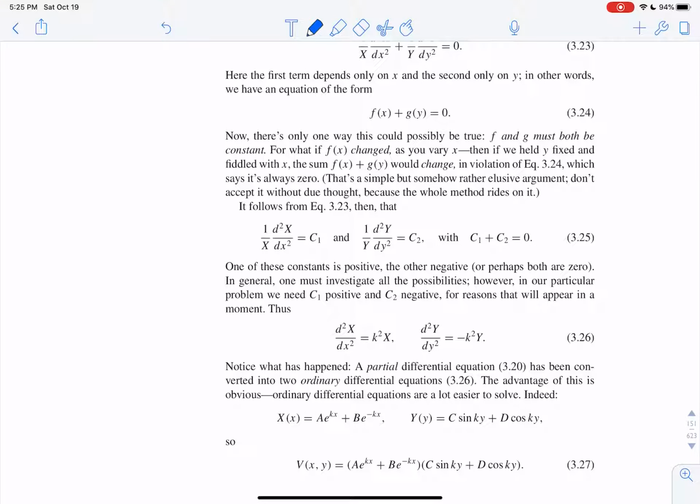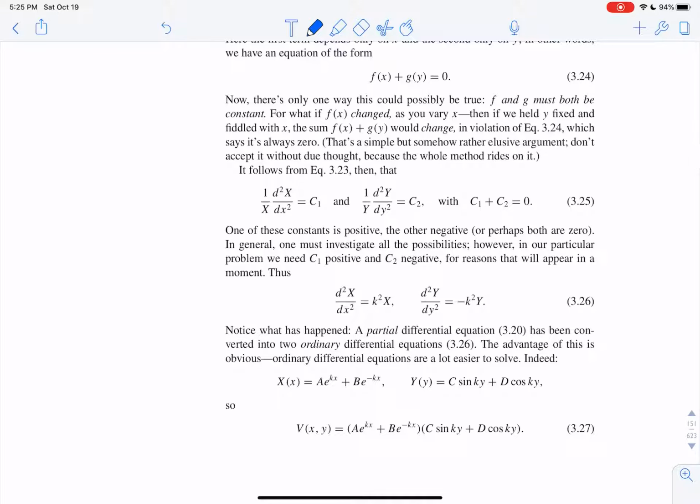So then the second derivative of X with respect to x has to equal X times some constant squared, and the second derivative of Y with respect to y has to equal minus Y times some constant squared.